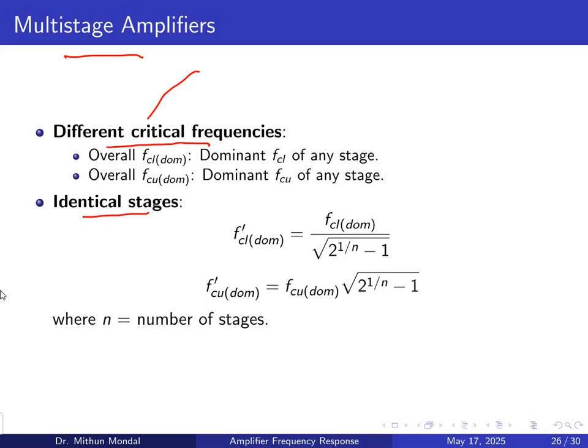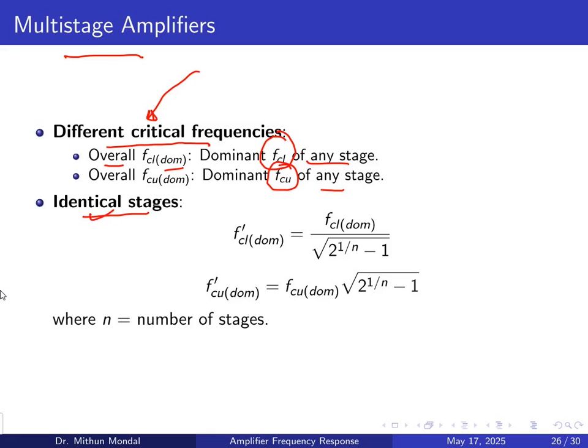So if you have different critical frequencies, then overall, the one which is dominating in any stage is what you need to consider. So the FCL value and FCU value, that is the lower and the upper critical frequency of any particular stage that is dominating, we need to take into consideration.